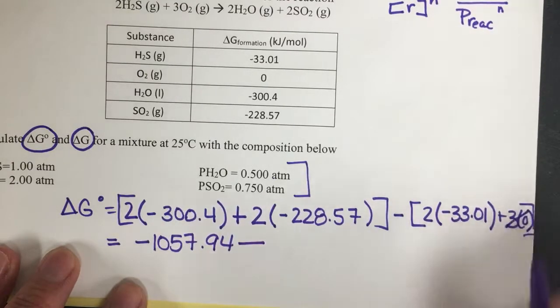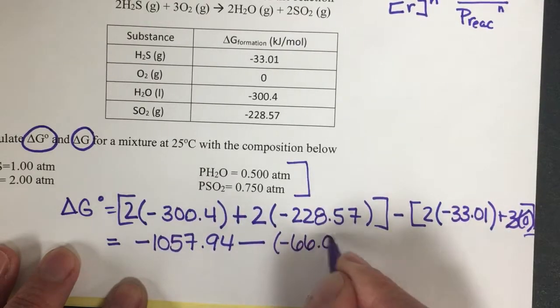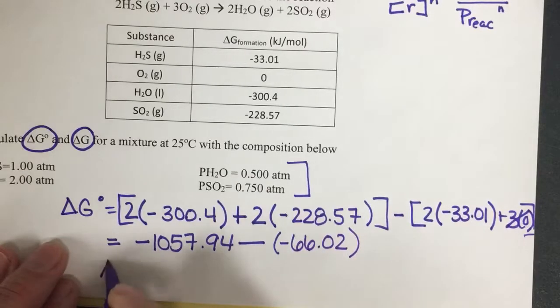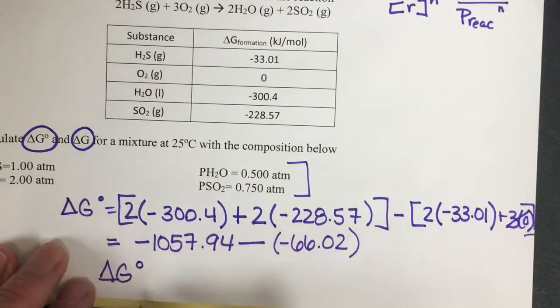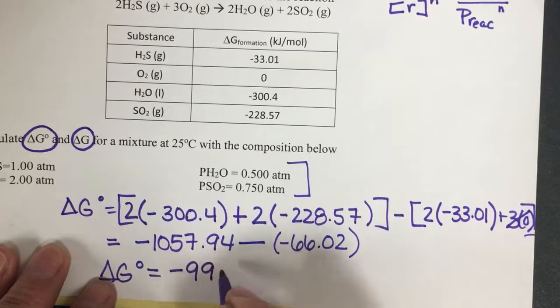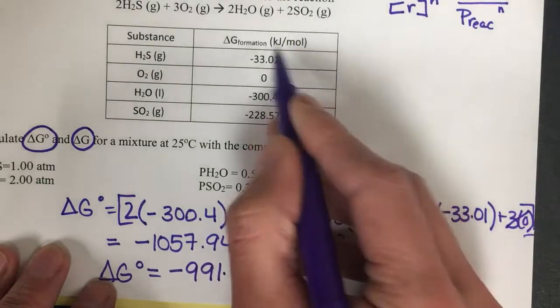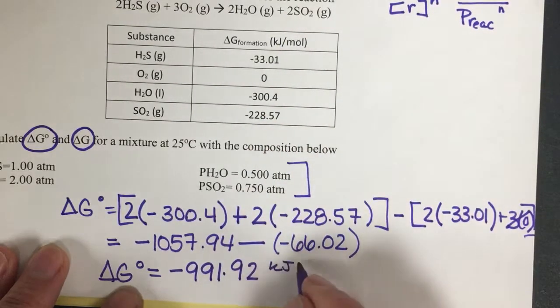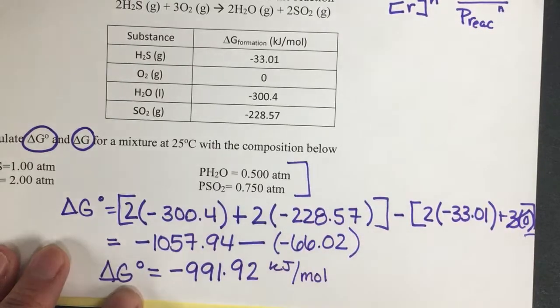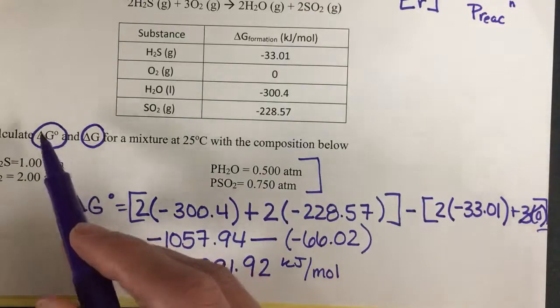minus 3 times 0 goes away. So 2 times negative 33 is negative 66.02. So my delta G standard is going to be equal to negative 991.92. My units are kilojoules per mole. Okay? So that gets me my delta G under standard.